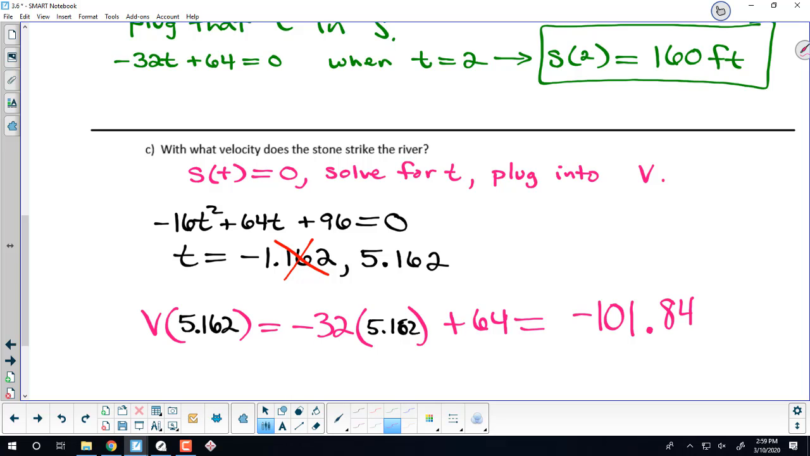What does the negative indicate? Yeah, it's moving down. The object is falling to the ground. So it starts off, you throw it up, it's going positive, it stops, and then it's negative. Just like that east-west kind of thing. What are the units? Yeah, velocity in feet per second.